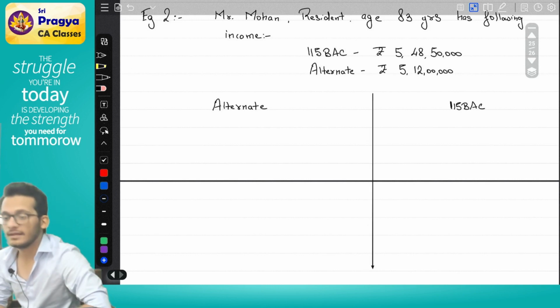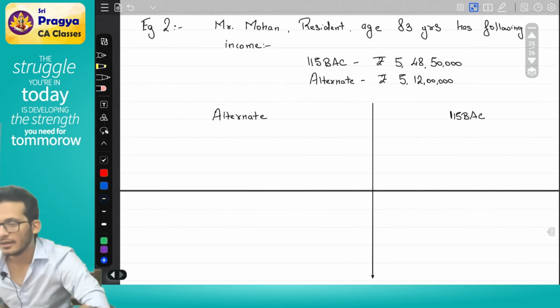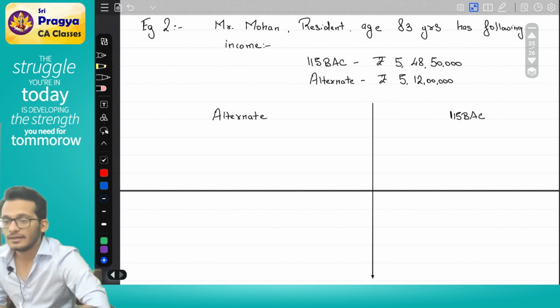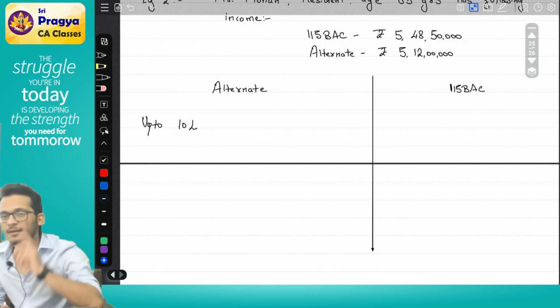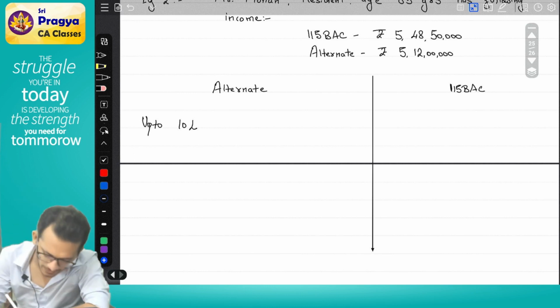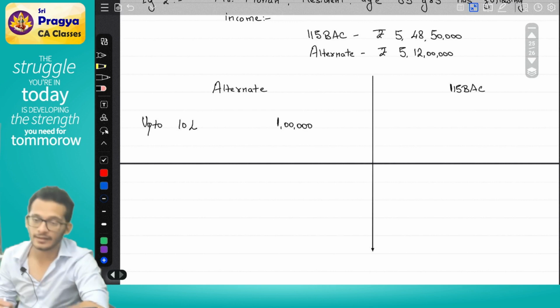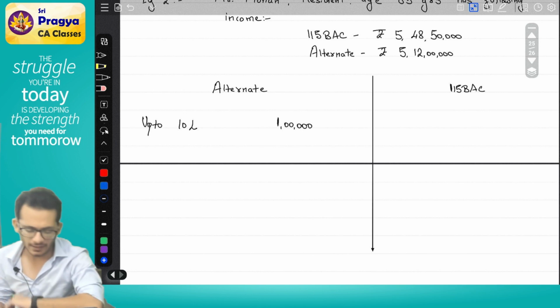How to do, Rahul? First of all, look at your person. Your person is Mr. Mohan, resident, aged 83, which means he is a super senior citizen. Now you are in the old regime. It is up to 10 lakhs directly. For the first 5 lakhs, 0. Next 5 lakhs to 10 lakhs is at 20%, which means the number will be 1 lakh.